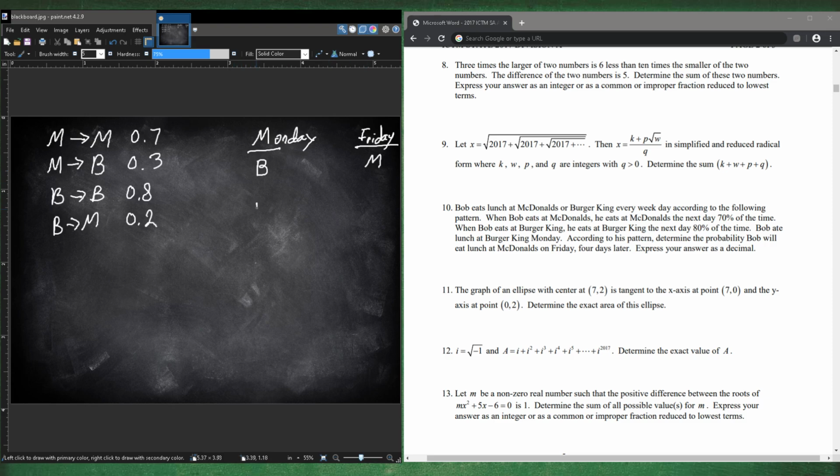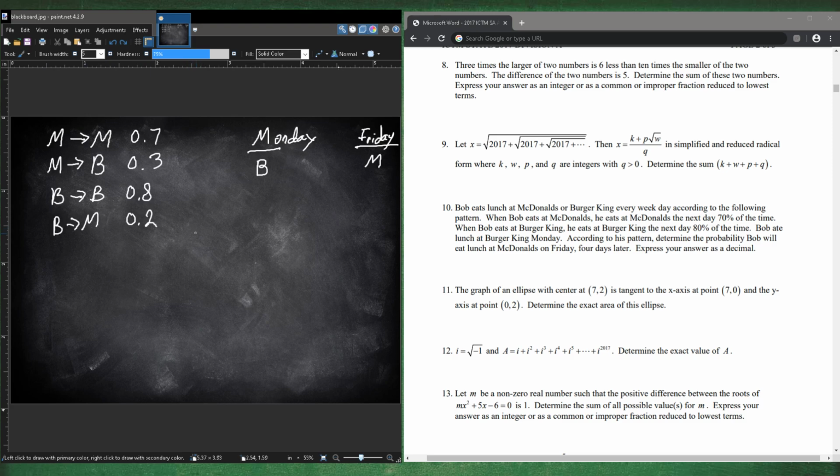Since we're 4 days apart, from here to here, that's 1, that's 2, that's 3, that's 4. So we're going to have to use 4 of these probabilities. So we could just make a tree of how this works. So let's delete this so I get a little bit more room. Since we started with Burger King, we have to start with the B's.